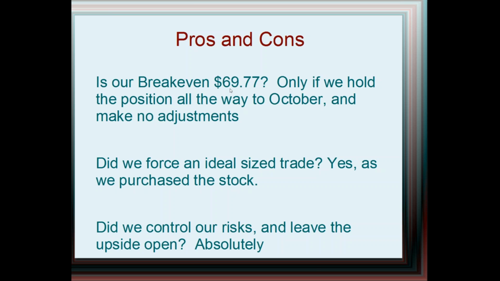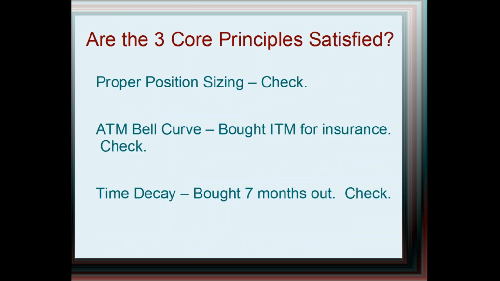Did we force an ideal size trade? Why, yes, because I had to buy the stock in order to get the proper structure. So I can't overtrade. Did we control our risk and leave the upside open? Absolutely. So with the radioactive trade, are the 3 core principles satisfied? Yes. Proper position sizing. I'm buying in the money for insurance, so we're satisfying the ATM bell curve. And time decay, buying insurance, I bought 7 months out. So again, I satisfied that one as well. Okay.